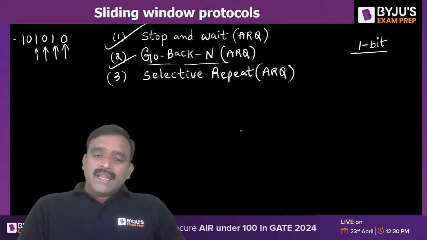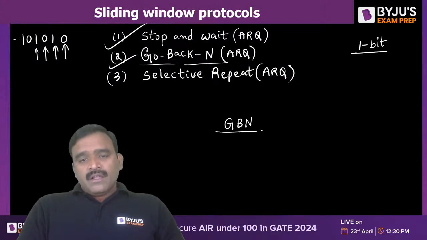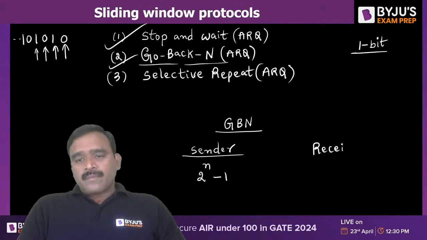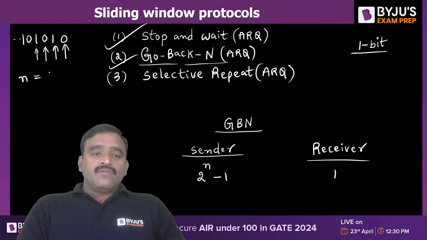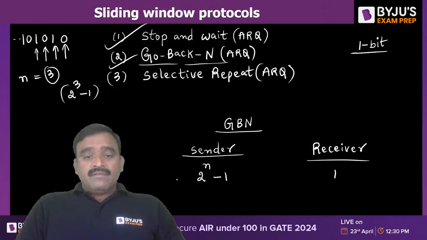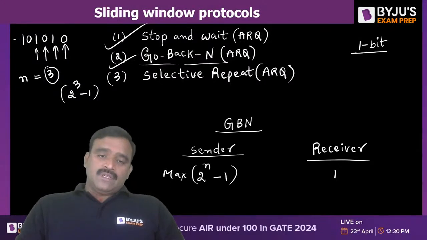Okay. So for go back N, GBN, the sender window size should be 2 power n minus 1 and the receiver window size is 1. At the receiver side, window size is only 1. The first example is applicable here. For example, n is equal to 3 bits we are using. That means the sender window size should be 2 power 3 minus 1. It's a maximum. Sender window size is maximum 2 power n minus 1, where n is the number of bits used for the frame sequence number.